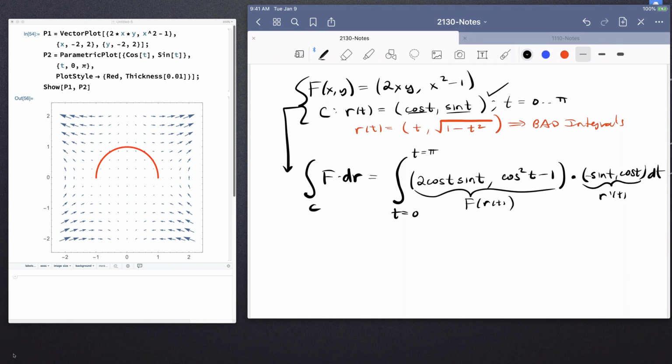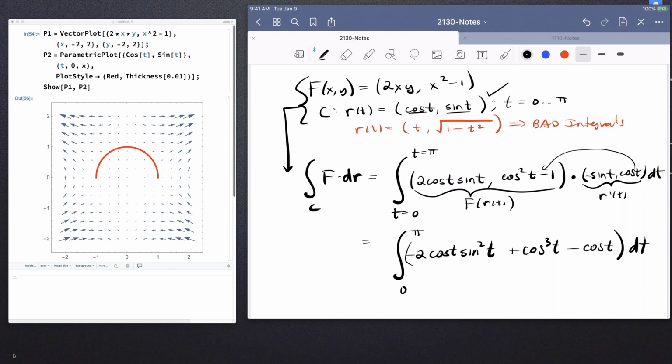And then we need to do a dt integral after we compute the dot product. So we'll get the integral from 0 to pi. We'll get 2 cosine of t with a minus sign, sine squared of t, plus, let's see, we need to distribute the cosine through, plus cosine cubed of t minus cosine of t, dt.